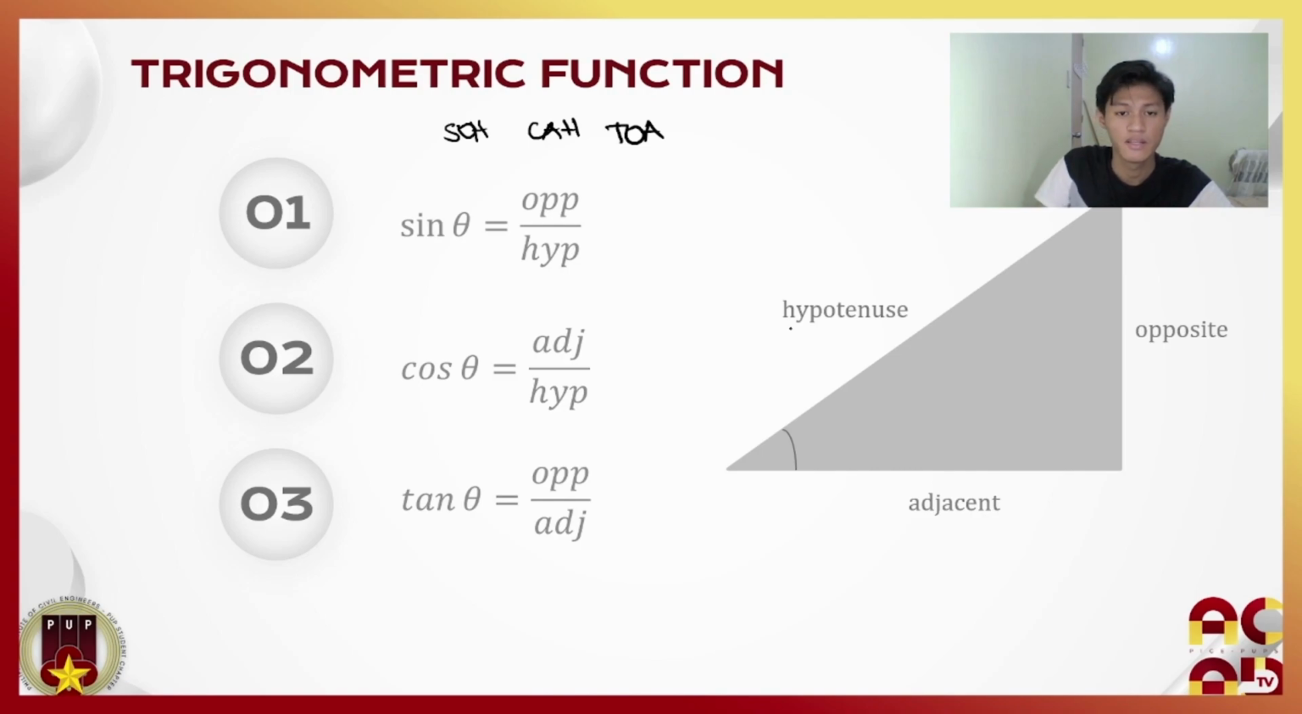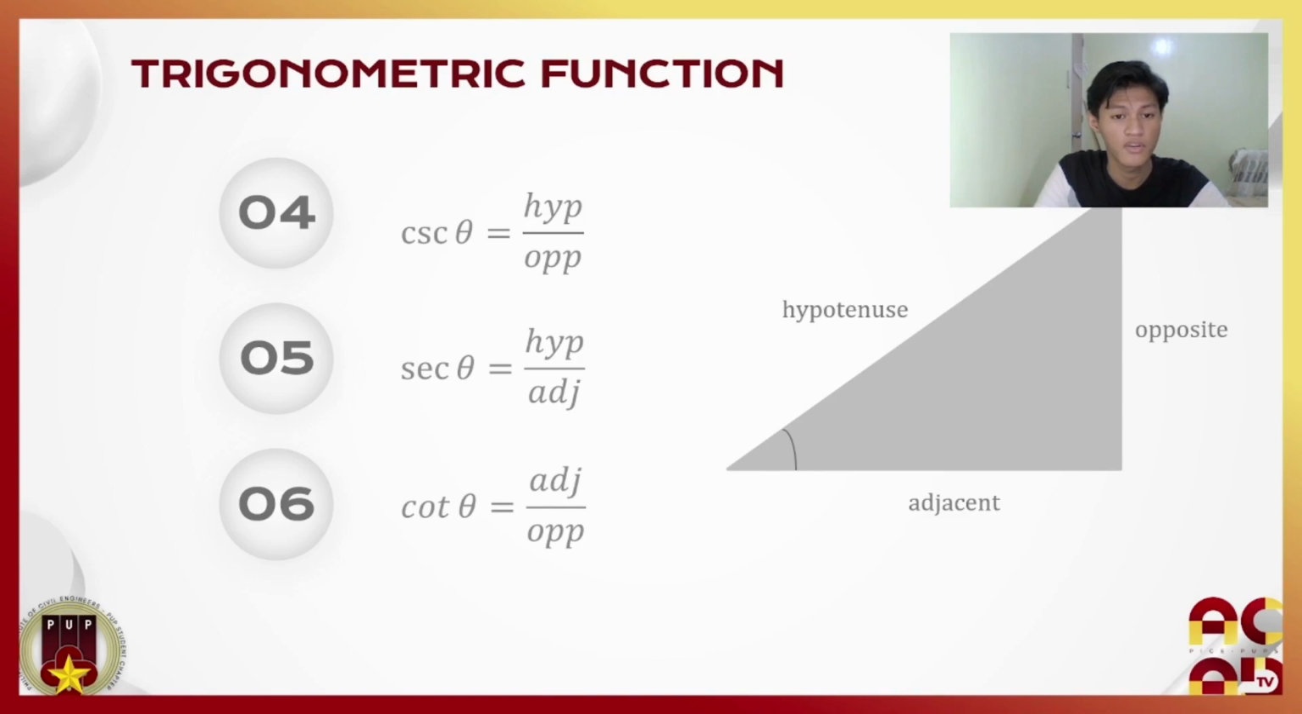And then CAH stands for cosine theta is equals to adjacent over hypotenuse. So adjacent, ito yun, yung parang base na ating reference angle. And then still the hypotenuse, which is yung longest side ng triangle. And then TOA stands for tangent theta is equals to opposite over adjacent. Ito lang din yun, opposite and then yung adjacent. And then next naman yung mga inverse.